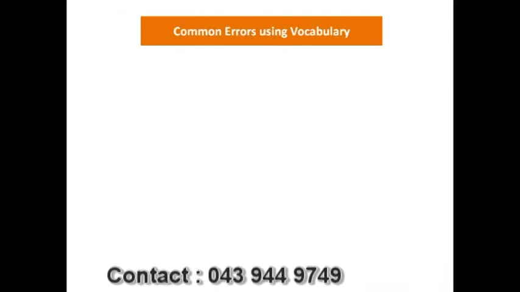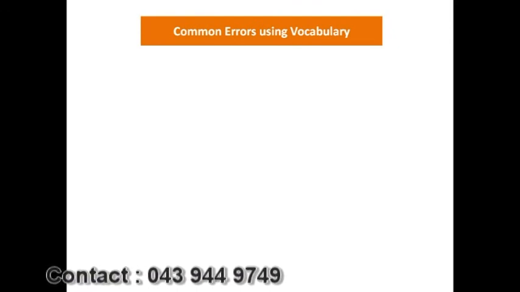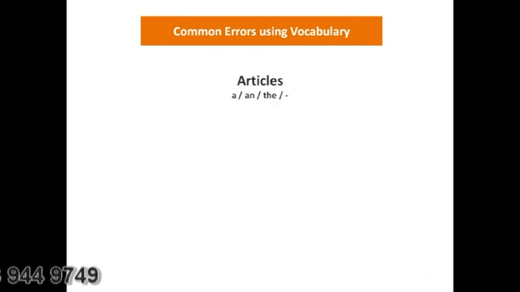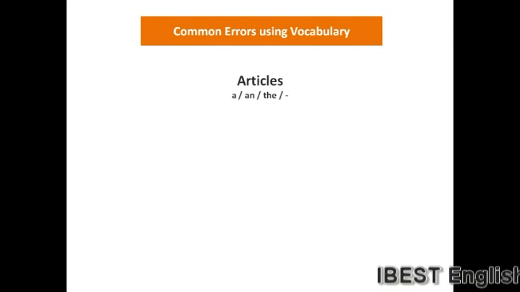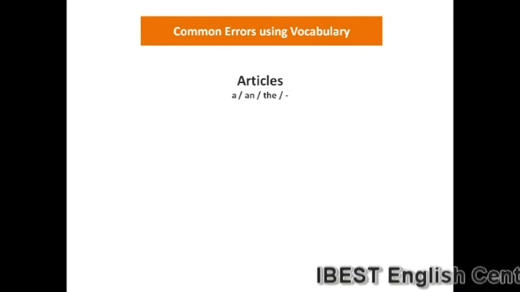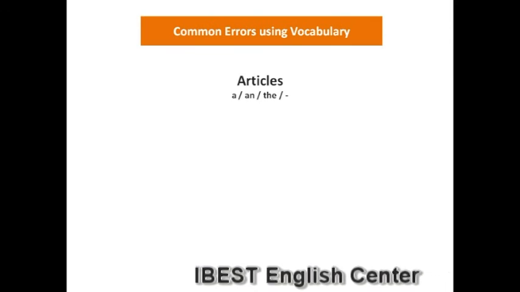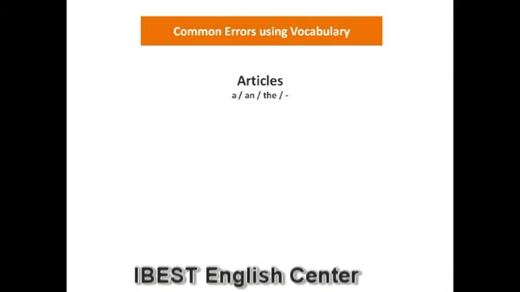So before we conclude the lesson, let's have a look at some of the common errors that people make when they use vocabulary for maps. One of the most common errors is actually articles. Many students really struggle with whether they should use a, an, the, or nothing at all. I highly recommend that you do a lot of practice with this. The more errors you make, the lower your band score will be.